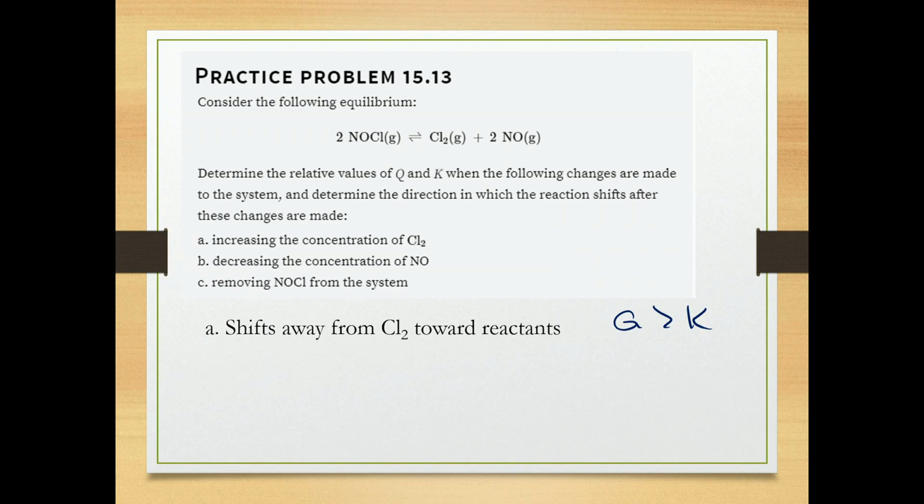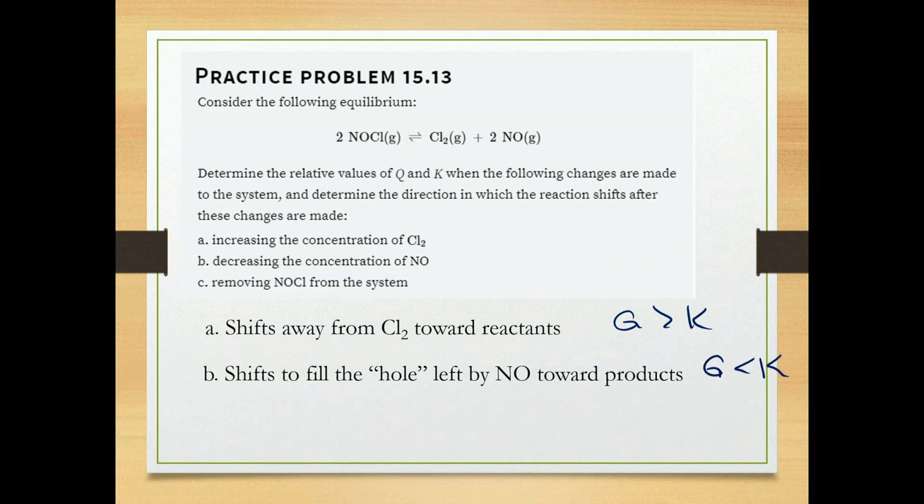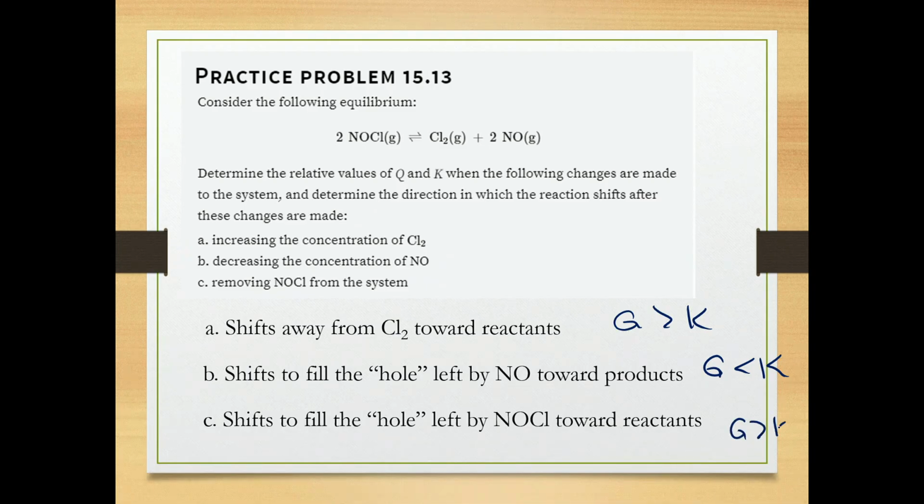Now, if I decrease the amount of NO, now it's going to have to shift to the side to fill that hole I just created. And it's now going to shift toward the products because now Q is less than K. Removing NOCl has to shift to fill that hole. My denominator is going down. So when my denominator goes down, my Q value goes up. And so again, Q is greater than K, and it will shift toward the reactants.